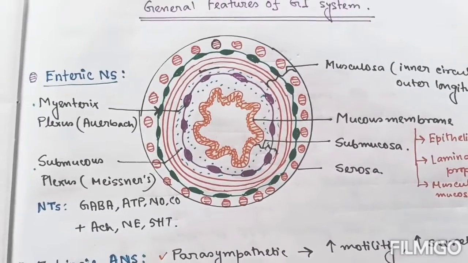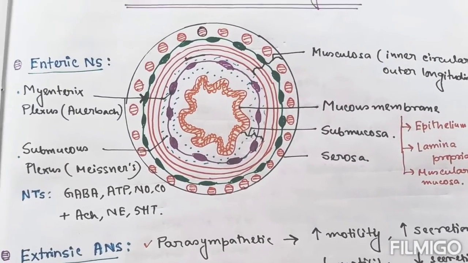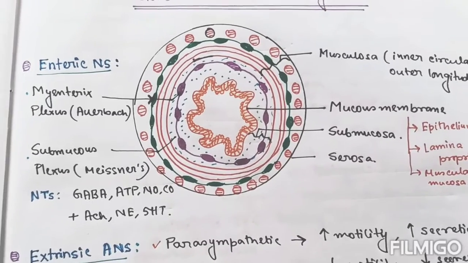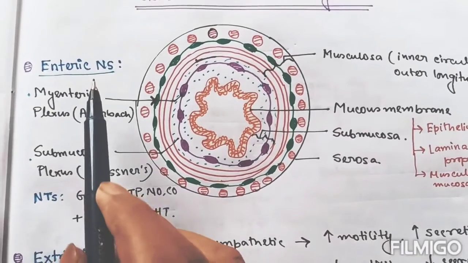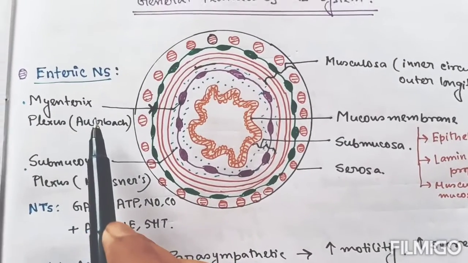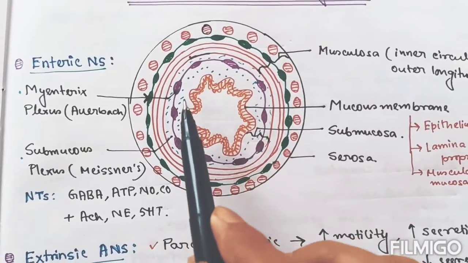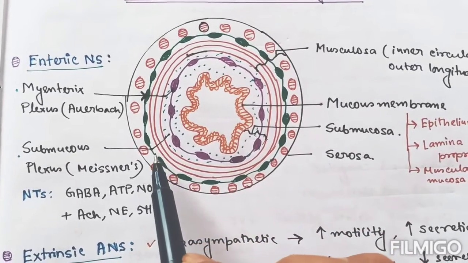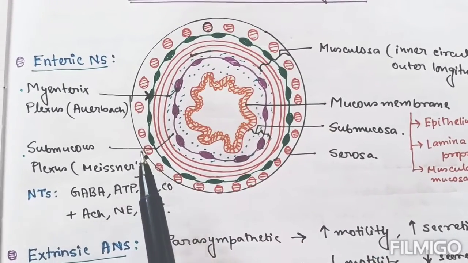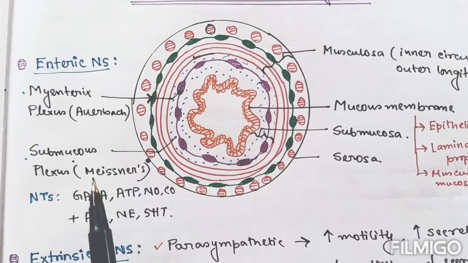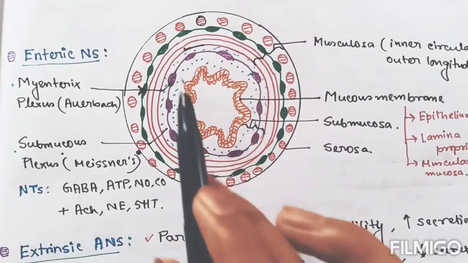Now, if we look at the nervous system or innervation of the GI tract, there are two types: enteric innervation and some extrinsic innervation. The enteric innervation includes the myenteric plexus, also called Auerbach's plexus, which lies in between the inner circular layer and outer longitudinal layer. And there is the submucous plexus, which is also called Meissner's plexus. It lies inside the submucous layer.